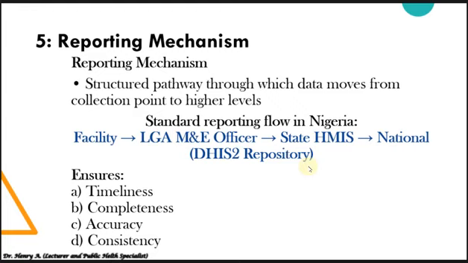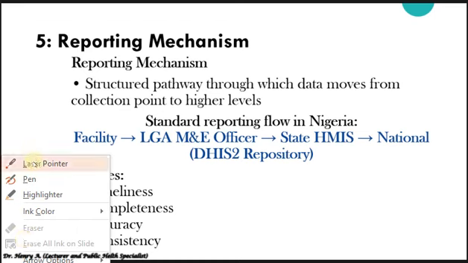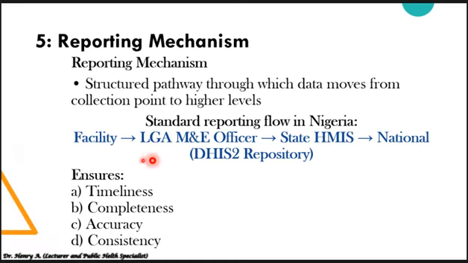feedback is provided. A standard flow in Nigeria is that you have the facility where the information is produced, to the local government area, where you have the M&E officer who then sends the information to the state, where you have the health management information system, and then it is sent to the national level, where you have the district health information system repository. So this is where all the information from the facility to the local government to the state is gathered at the national level.